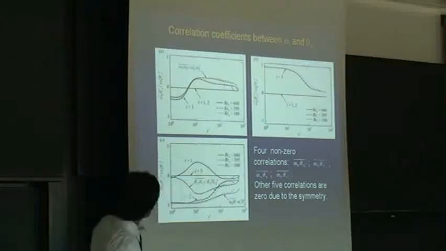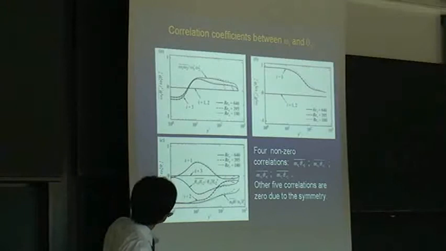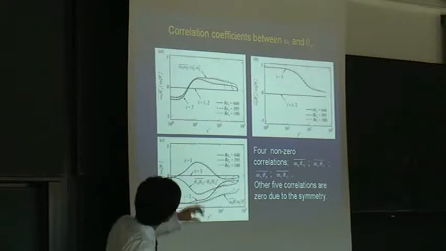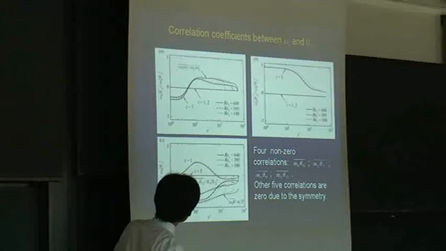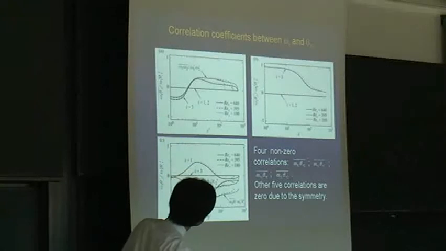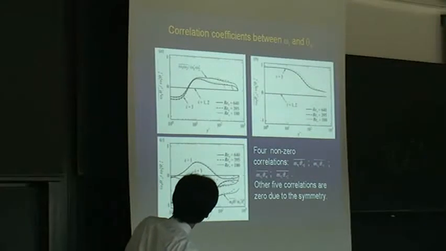These magnitudes are large near the wall, but they decrease toward the channel centerline, this way. In particular, near the wall, these two correlation coefficients, omega 2 and theta 3, this one, and omega 3 and theta 2, this one, are almost the same magnitude as the correlation coefficient of u and theta, which almost perfectly goes to 1.